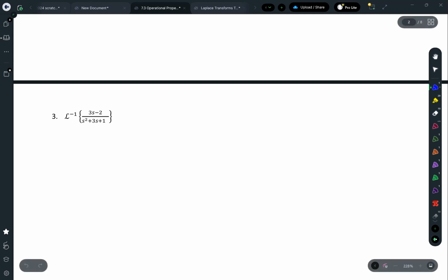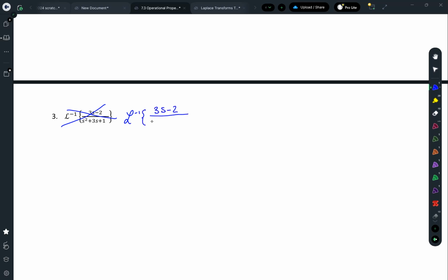Well, I had meant to replace that, actually. I'm sorry. Let me cross this out. I want this to be Laplace inverse of 3s minus 2 all over s squared plus 3s plus 3. Sorry about that. That was a typo that I had meant to go back and fix.